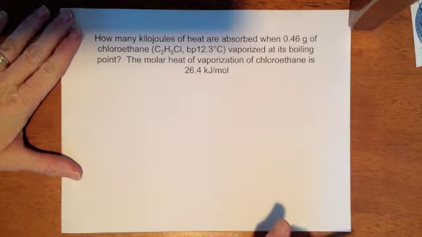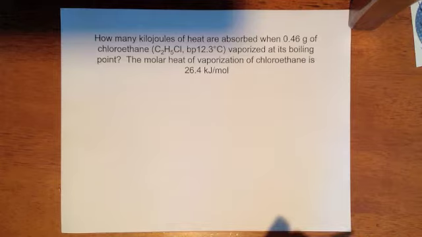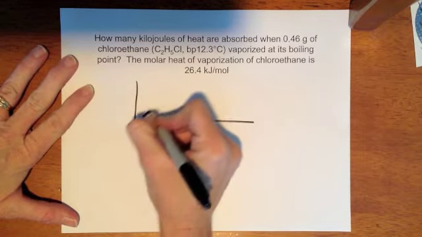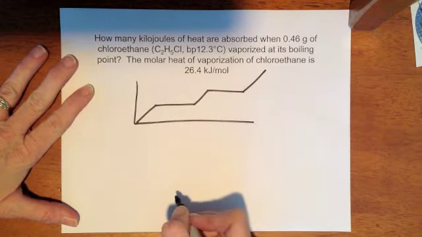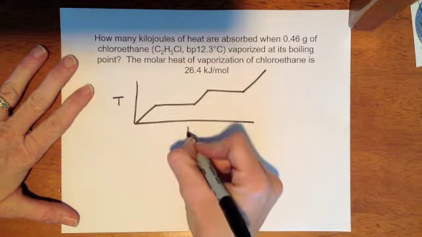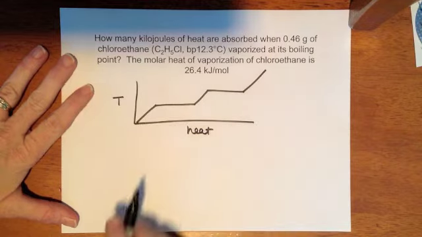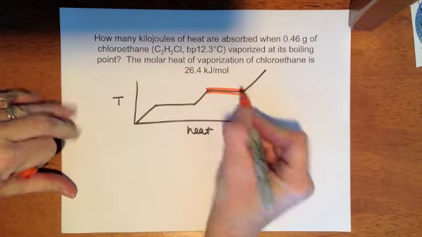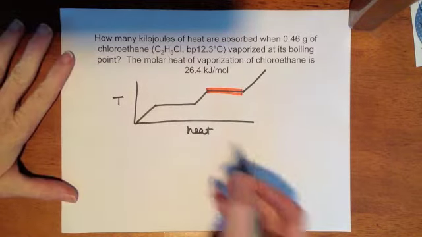How many kilojoules of heat are absorbed when 0.46 grams of chloroethane vaporizes at its boiling point? And the molar heat of vaporization of chloroethane is this. So it gave me everything. Look, it boils at 12 degrees Celsius, nice and cool. So same graph, different compounds, same graph. Temperature, heat, vaporizes. So it's in this region again. It's just not water now.